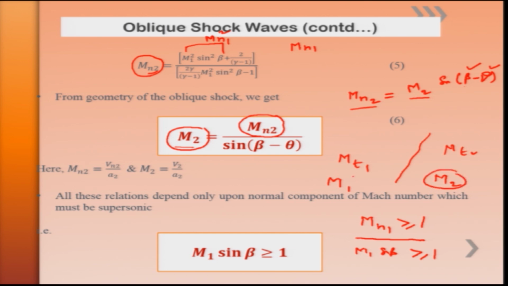Whenever the Mach number decreases in comparison to M1 but is still supersonic, we call this kind of oblique shock wave weak. However, if due to Mn2 and Mt2, M2 also becomes less than 1, then we call the oblique shock strong. Thank you very much.